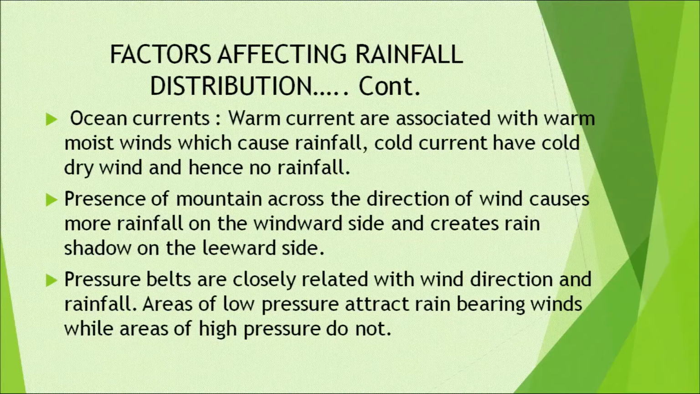Ocean currents. Warm ocean currents are associated with warm, moist winds which cause rainfall. Cold currents have cold, dry winds and hence no rainfall. The presence of mountains across the direction of wind causes more rainfall on the windward side and creates a rain shadow on the leeward side. Pressure belts are closely related to wind direction and rainfall. Areas of low pressure attract rain-bearing winds, while areas of high pressure do not.